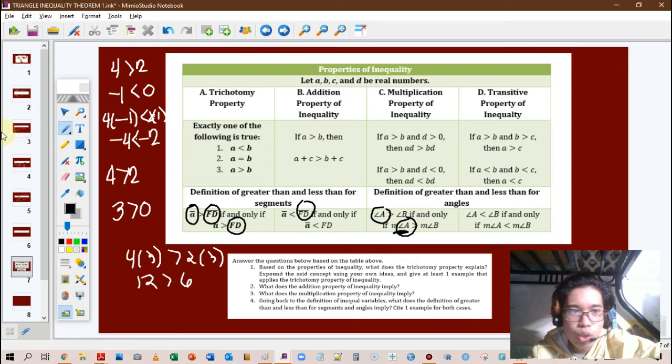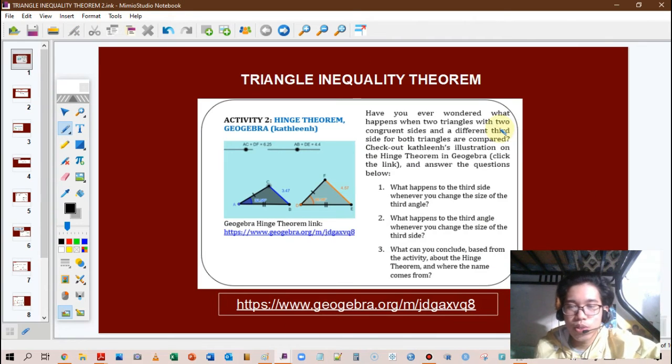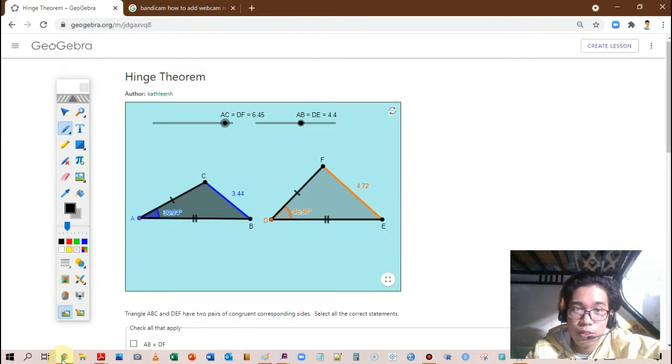So let's go now to the theorems. Okay, theorems for inequalities of triangles. For this activity, we're going to be manipulating certain triangles from a website. If you know GeoGebra, we've been using that a lot during our class discussions. So for the Hinge Theorem, what do you notice, guys, with these two triangles on the screen?